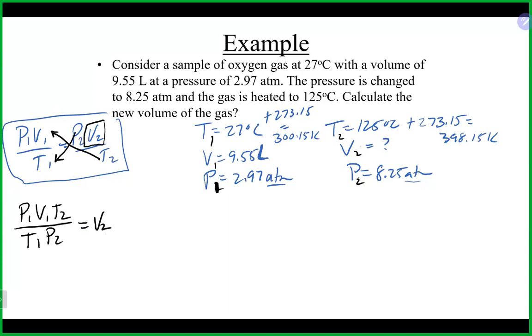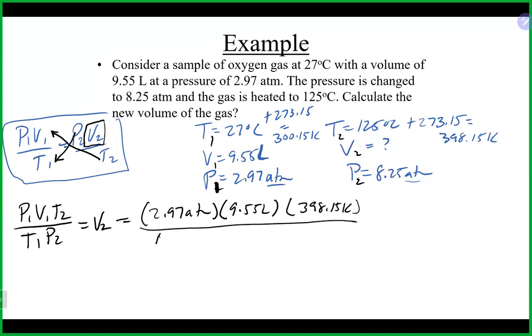When we rearrange it, we're going to multiply by T2 and divide by P2, basically. That will get us what we need to put in here. So our P1 is 2.97, our V1 9.55 liters, and our T2 398.15 Kelvin, divided by our T1, which is 300.15 Kelvin, and our P2, which is 8.25. In terms of units, obviously atmospheres cancel, Kelvin cancels, leaves us just liters as our units that are left.